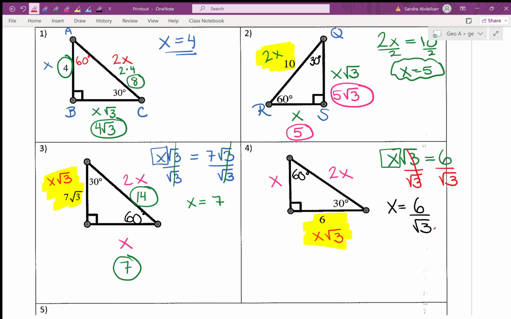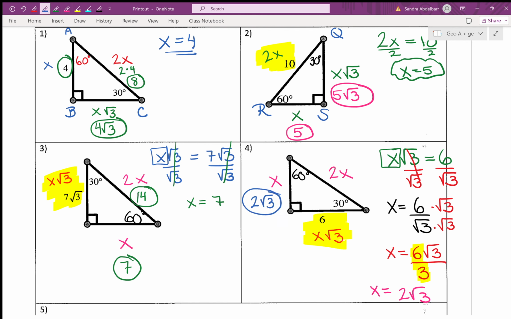So now I'm going to multiply the bottom by root 3 and the numerator by root 3. So I end up getting x equals 6 root 3 in our numerator. What's root 3 times root 3? Whole number 3. I'm not done. Why am I not done? We can simplify. 6 root 3 divided by 3 is going to be 2 root 3. So what does that mean? Our vertical side is 2 root 3 because that's x, so this is 2 root 3.